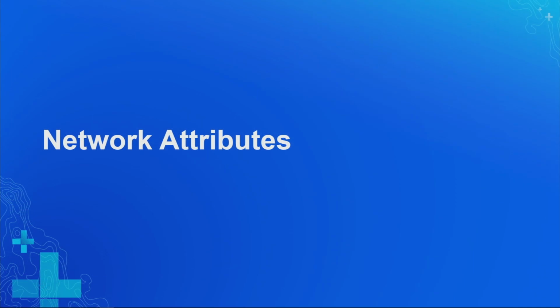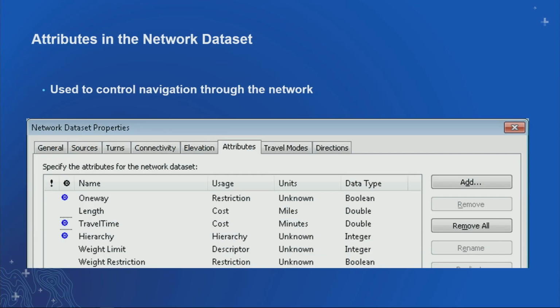So we talked about sources, and we talked about connectivity, and now we'll discuss attributes before moving on to the demo. This is a picture of the network dataset properties, and if you see the usage column, that is the attribute types that are available on a network dataset. There's costs, which I'll cover first, restrictions, hierarchy, and descriptors, and I'll go over all 4 of those types of network attributes now.